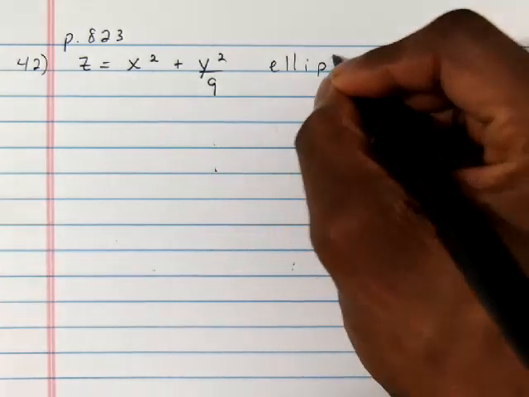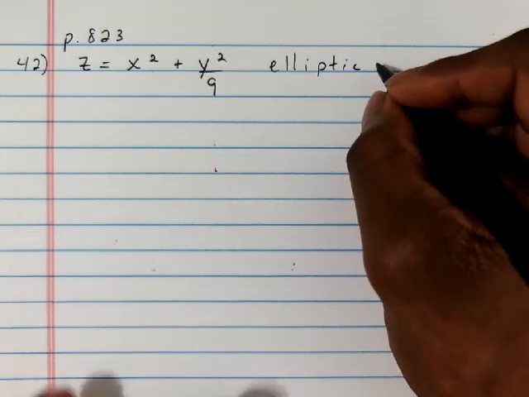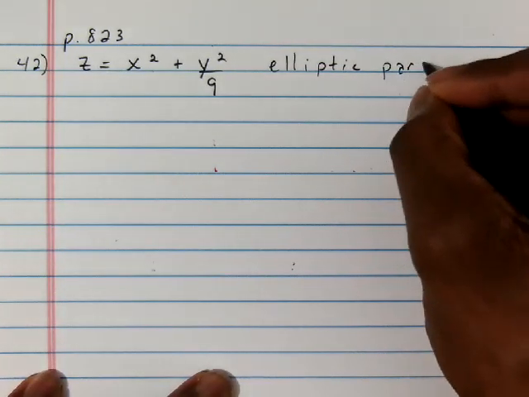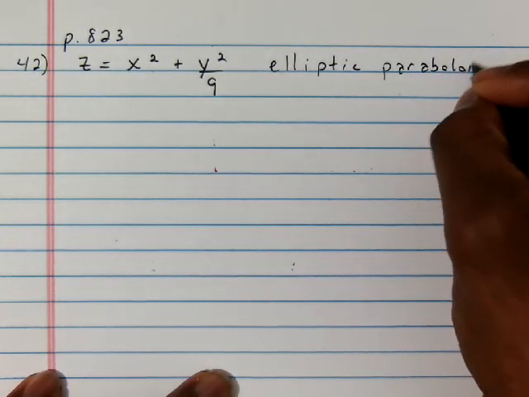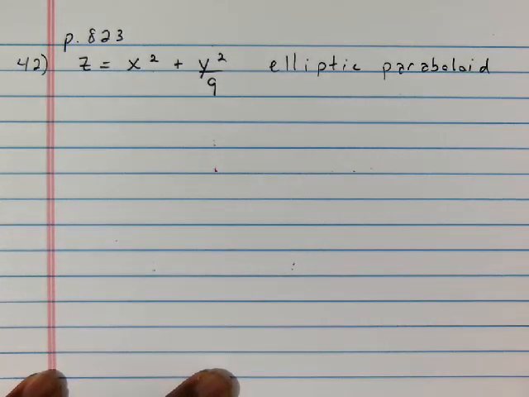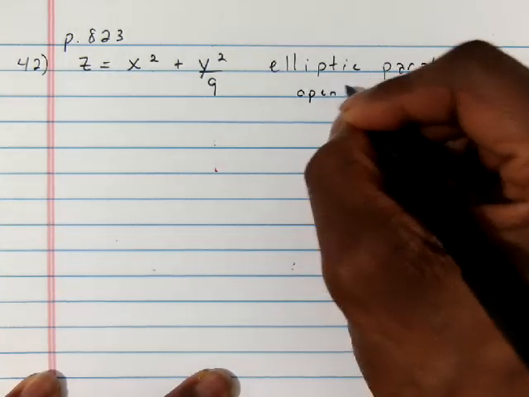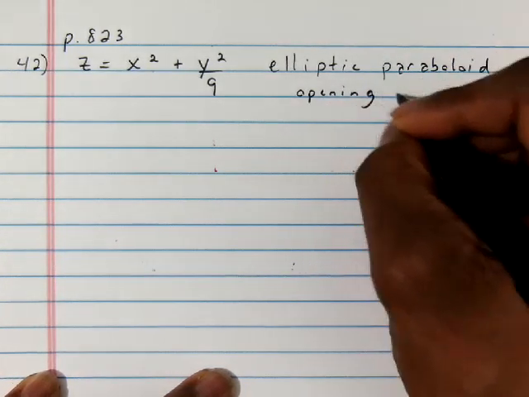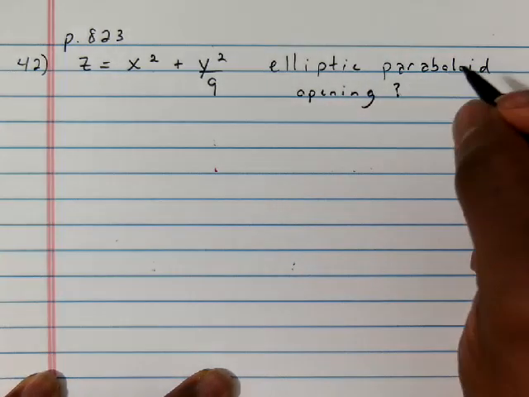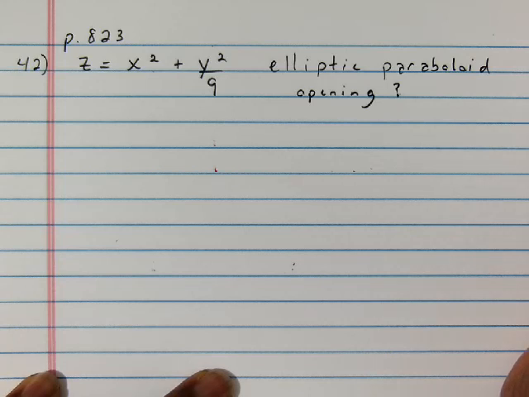But you also can just use the equations on pages 821 through 823. And this will be opening in which direction? Up, down, left, right. Which way would that open?